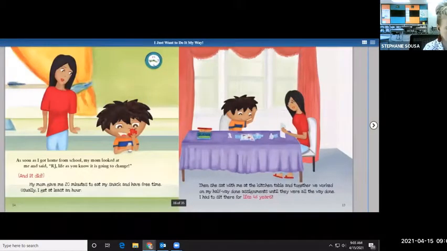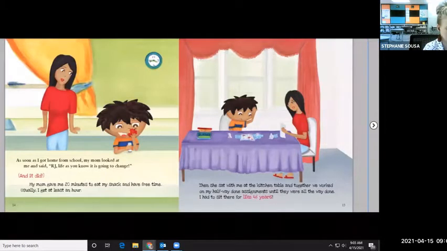As soon as I got home from school, my mom looked at me and said, RJ, life as you know it is going to change. And it did. My mom gave me 20 minutes to eat my snack and have free time. Usually I get at least an hour. Then she sat with me at the kitchen table, and together we worked on my halfway done assignments until they were all the way done. I had to sit there for like 46 years.